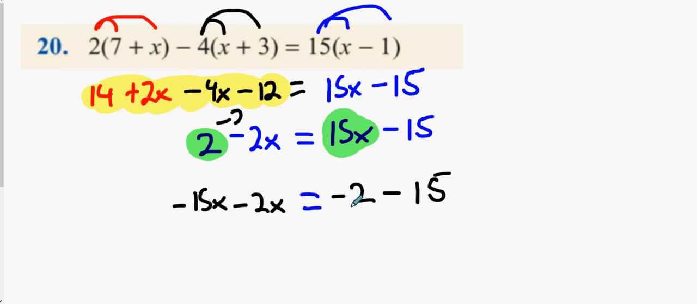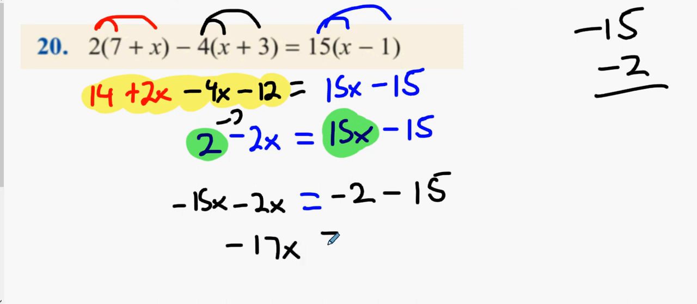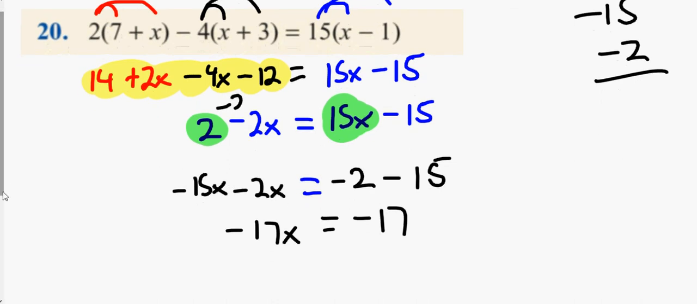What's minus 15x minus 2x? Minus 13x. Nearly. You owe somebody 15 and you owe somebody 2. You owe them 17. Same thing here, isn't it? Now, Shannon, what does minus 17x mean?